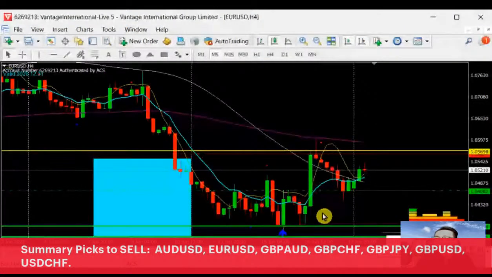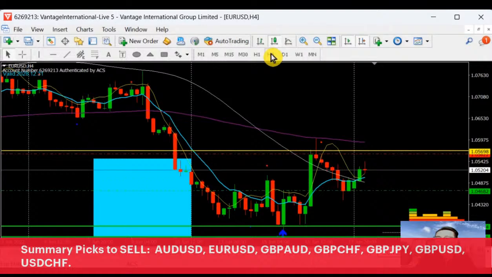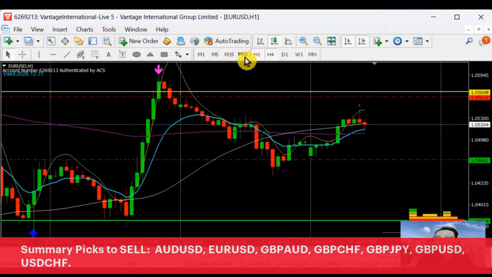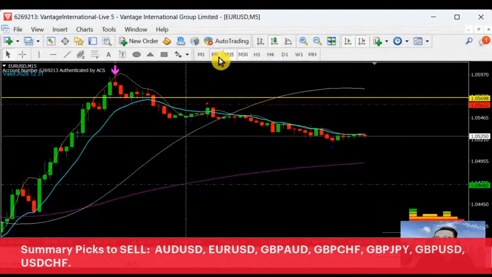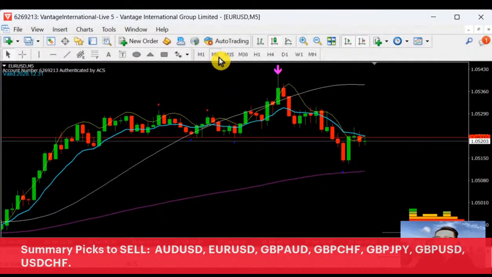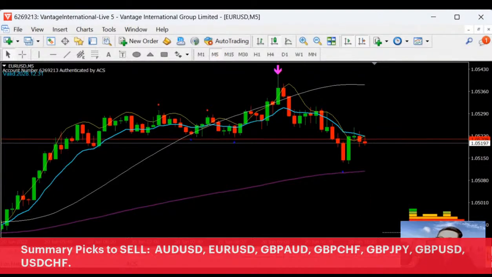Euro dollar. Are we good to sell today? Well, for euro dollar, I will say that we just need to wait for it to test the resistance before we take action. Although now it seems like we have some chance to sell, I don't encourage euro dollar right now.